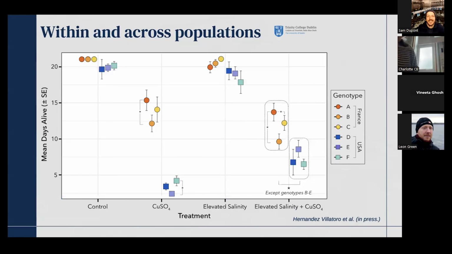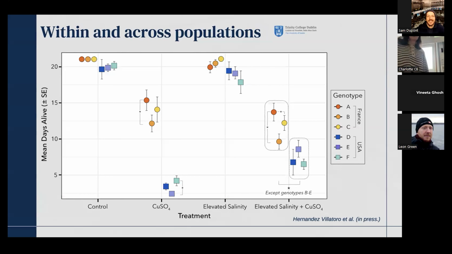And she exposed them to copper, elevated salinity, and the combination of both. And what's really interesting, of course, we expected differences across populations. That was the hypothesis, but we didn't expect to see as strong differences within the same populations across different genotypes. So that was quite surprising. So this is the mean days alive, which is a proxy for survival. And we see already these intra-population differences for copper, but we do see that these differences are even more prominent in the context of multiple stressors.